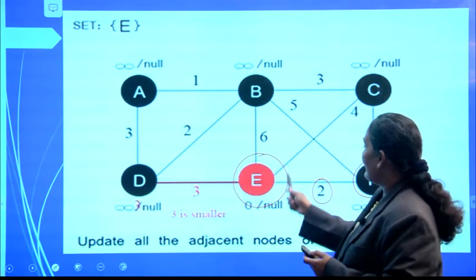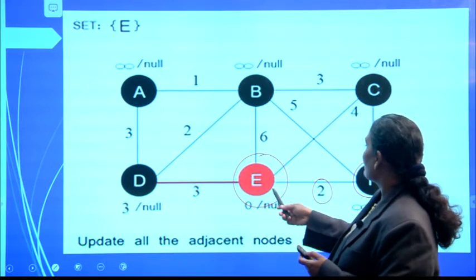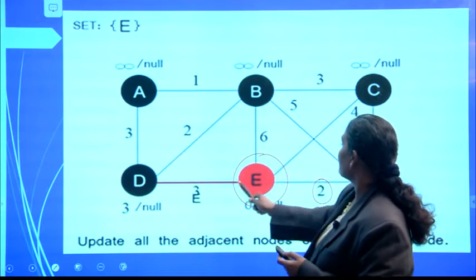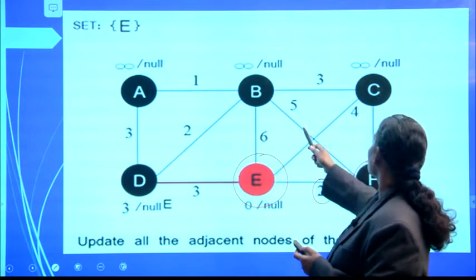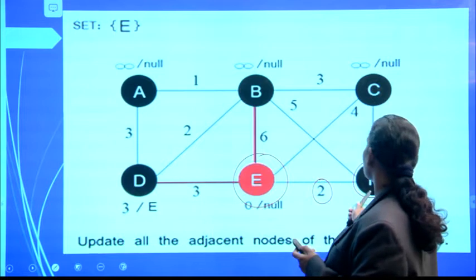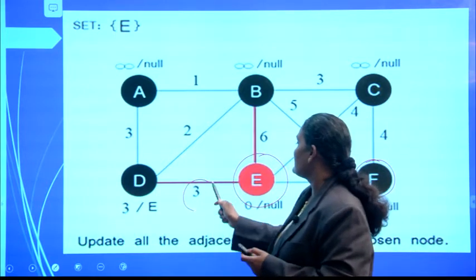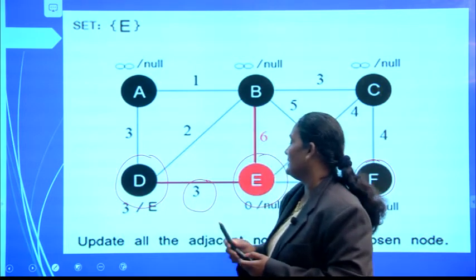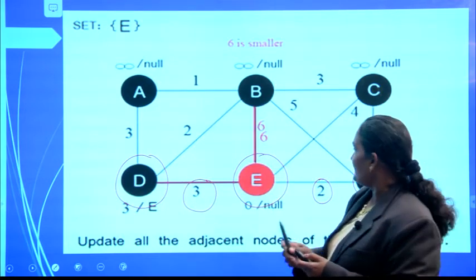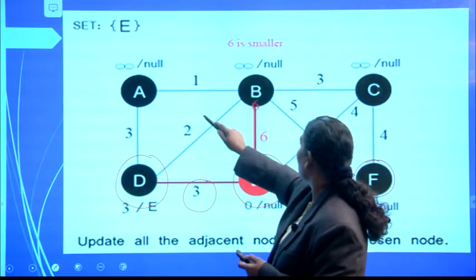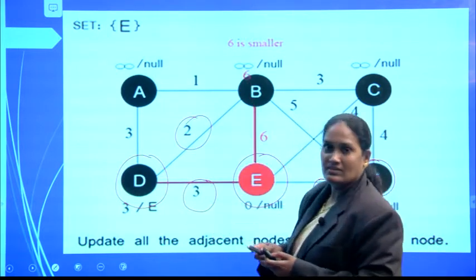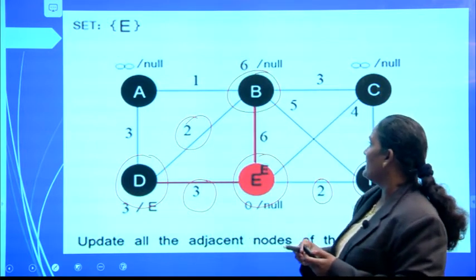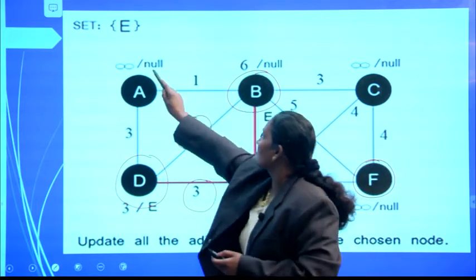Now next, what do we need to do? We need to select the minimum one. Here this has 3 edges and this has 2 edges. Out of all these, which has minimum cost? This has minimum cost. So we select the next vertex D. After that, D has a minimum cost edge of 2, which is connected to B.